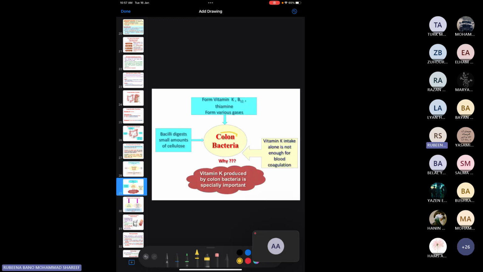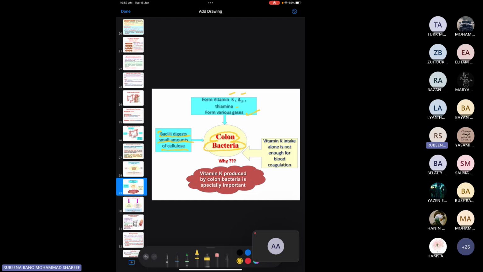Colonic bacteria are very important because they form vitamin K, B12, thiamine, and various gases. Also in the colon, there are bacilli, right? They digest small amounts of cellulose, the undigested cellulose which is present in the fecal matter. So it is digested only by a small amount, by bacilli.